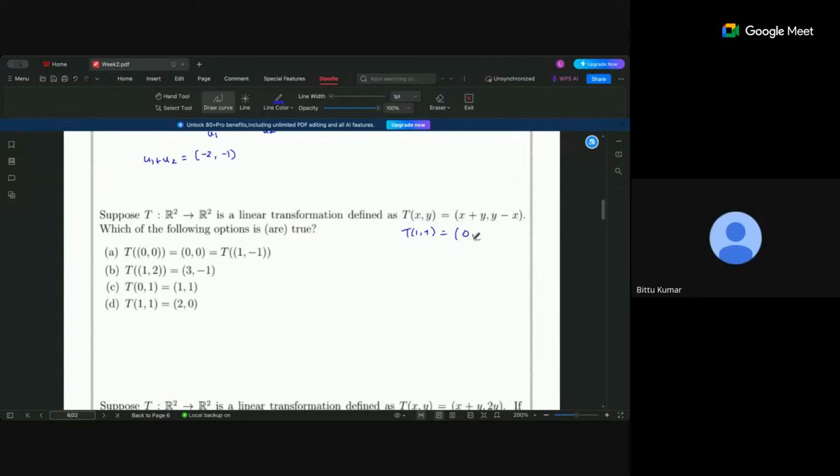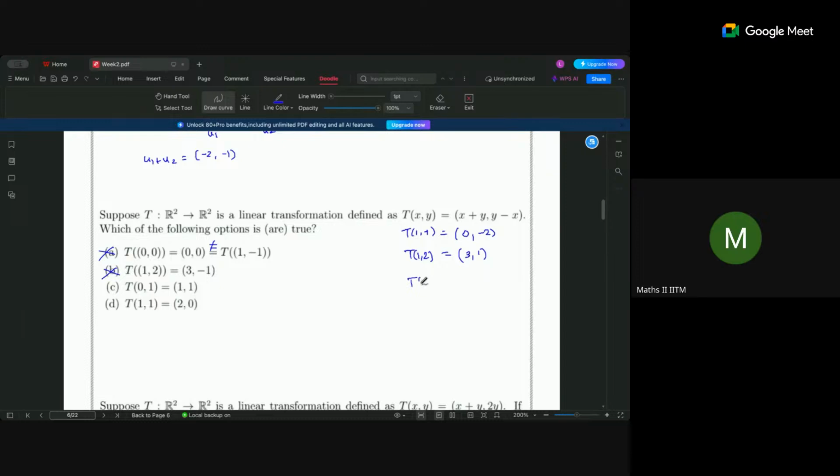0 comma minus 2. But here it is given as 0, 0. So option A is incorrect, because this is not equal. Okay, what about T of 1 comma 2? It is 3 comma 1. So here it is given 3 comma minus 1. So again B is incorrect.